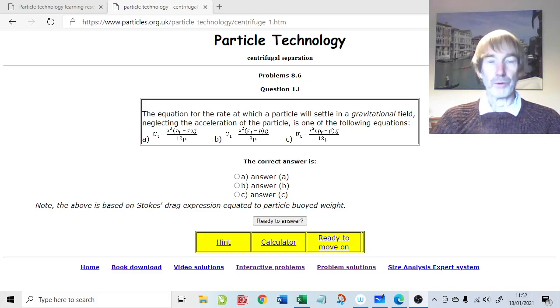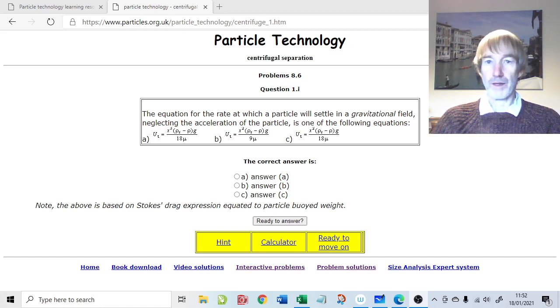Okay, welcome to the problems at the end of Chapter 8, which is on centrifuges in Fundamentals of Particle Technology. This is question 1 of those problems, and it's all about centrifuges.